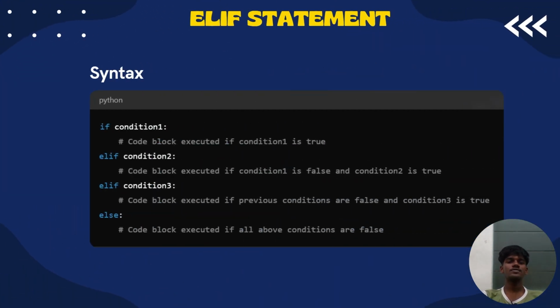Here is the syntax of the elif statement. If condition 1, code block executed if condition 1 is true. Elif condition 2, code block executed if condition 1 is false and condition 2 is true. Elif condition 3, code block executed if previous conditions are false and condition 3 is true. Else, code block executed if all conditions are false.